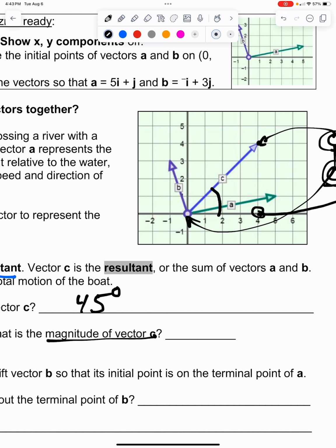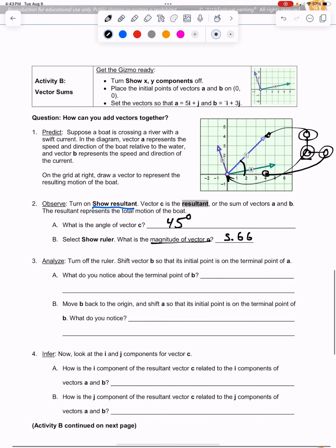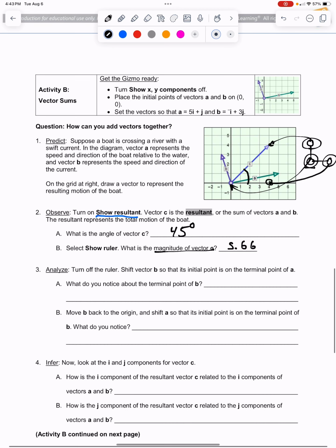And we should be getting about 5.66, 5.7 if you want to round it up. Okay, part 3, turn off the ruler.